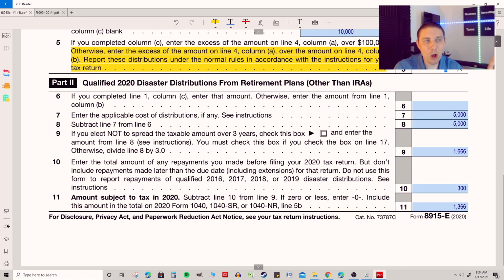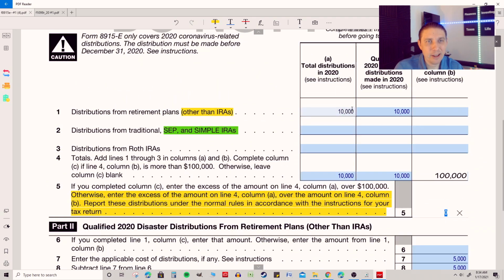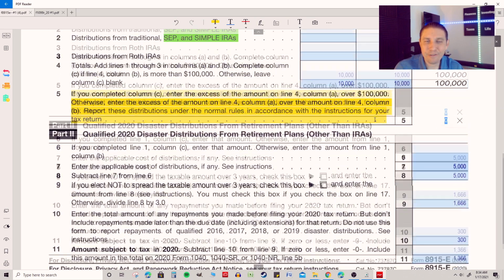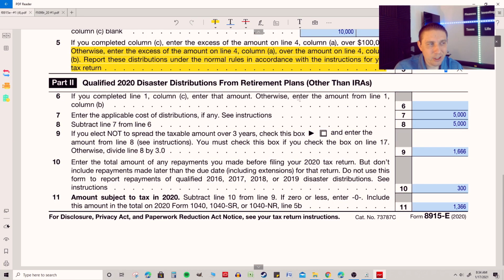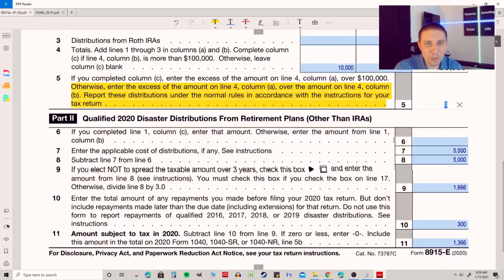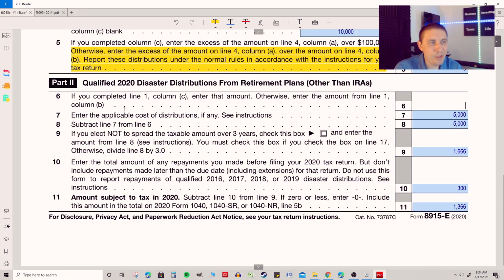In part 2, it says qualified 2020 disaster distributions from retirement plans other than IRAs. We already know that this is not from an IRA, so we're going to have to fill out this area first. Line 6 is if you completed anything in column 1C, which we did not, so we can skip that. Next, on line 7, I think things can get a little tricky here. It's not complex, but it says enter the applicable cost of distributions, if any. I said, what is that? I had to actually look at the instructions to figure that out.